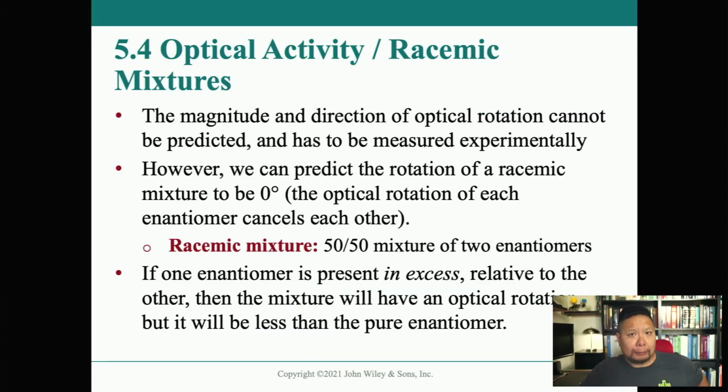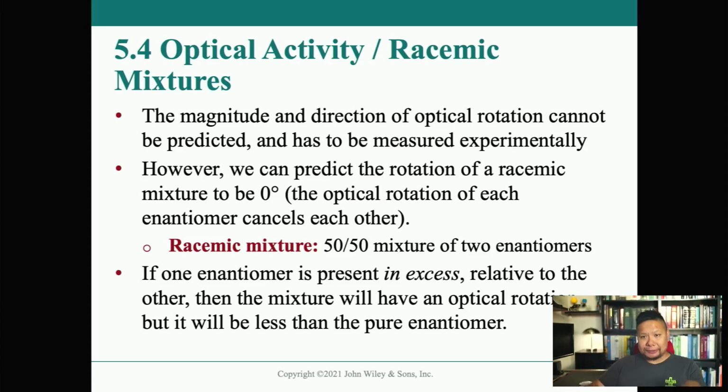And so, optical activity, racemic mixtures. Quite simply, a racemic mixture is a mixture of 2 enantiomers, right? The magnitude and direction of optical rotation cannot be predicted and has to be measured experimentally. However, we can predict the rotation of a racemic mixture to be 0 degrees. Why? Because a racemic mixture is 50/50 of 2 enantiomers, right?